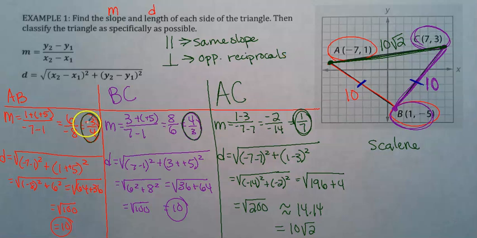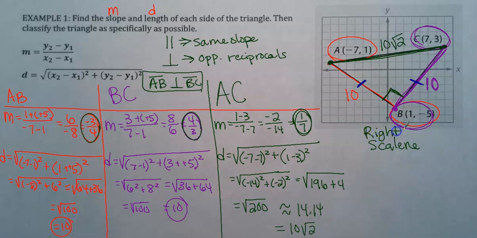Yeah, -3/4 and positive, so this one's negative, this one's positive, so that's opposite. And they're reciprocals. 3/4 is a reciprocal of 4/3. So AB is perpendicular to side BC. That's huge because if these two, AB and BC, are perpendicular, that means there's a right angle in there. So this is a right scalene triangle.